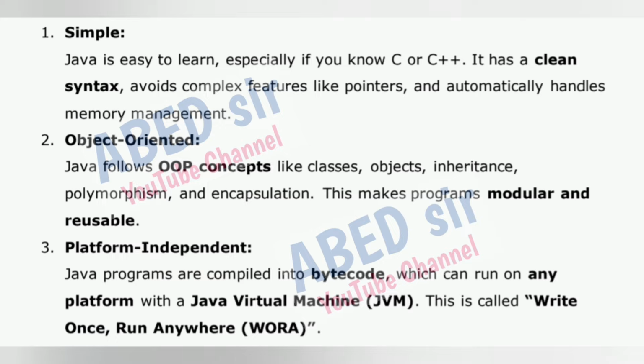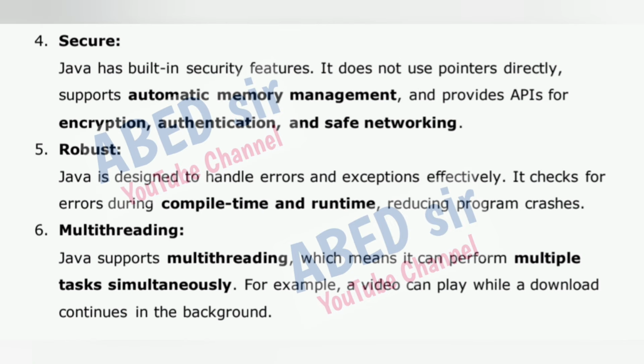3. Platform independent. Java programs are compiled into bytecode, which can run on any platform with a Java Virtual Machine (JVM). This is called Write Once, Run Anywhere (WORA). 4. Secure. Java has built-in security features. It does not use pointers directly, supports automatic memory management, and provides APIs for encryption, authentication, and safe networking.